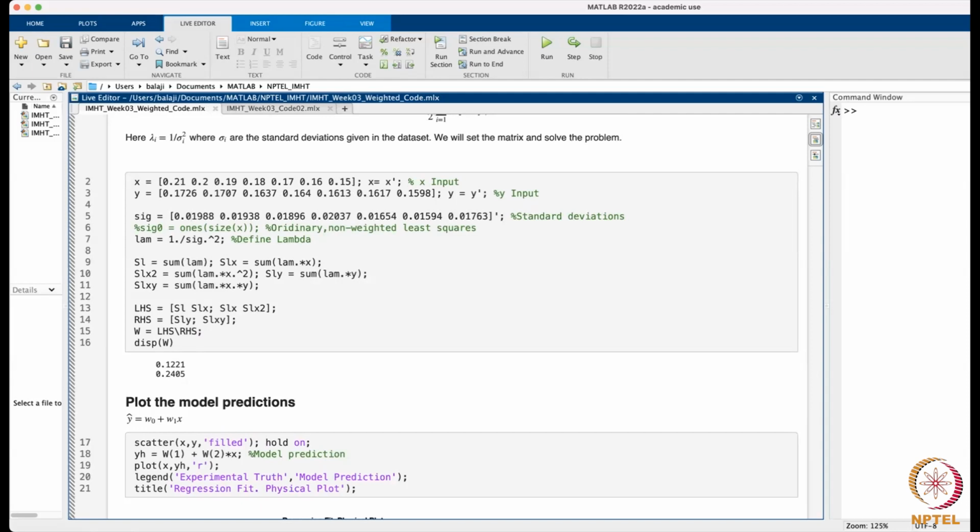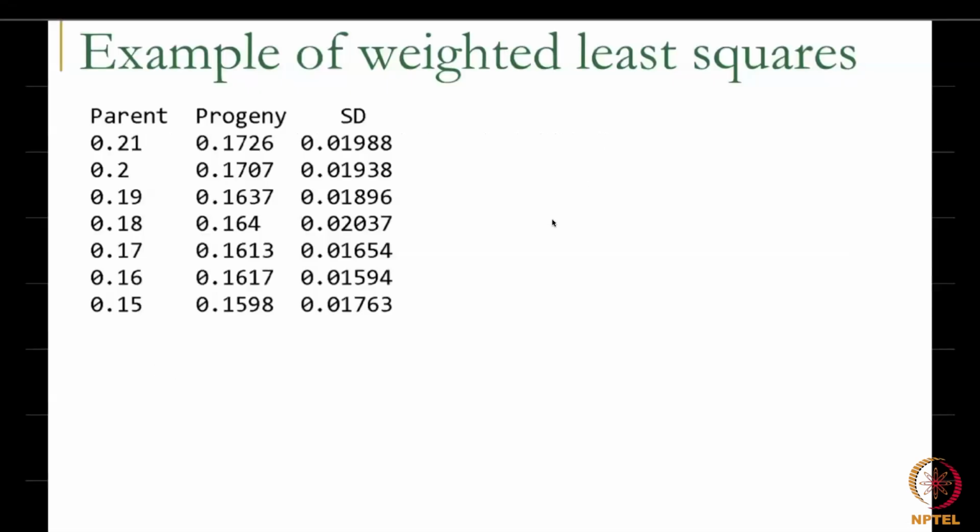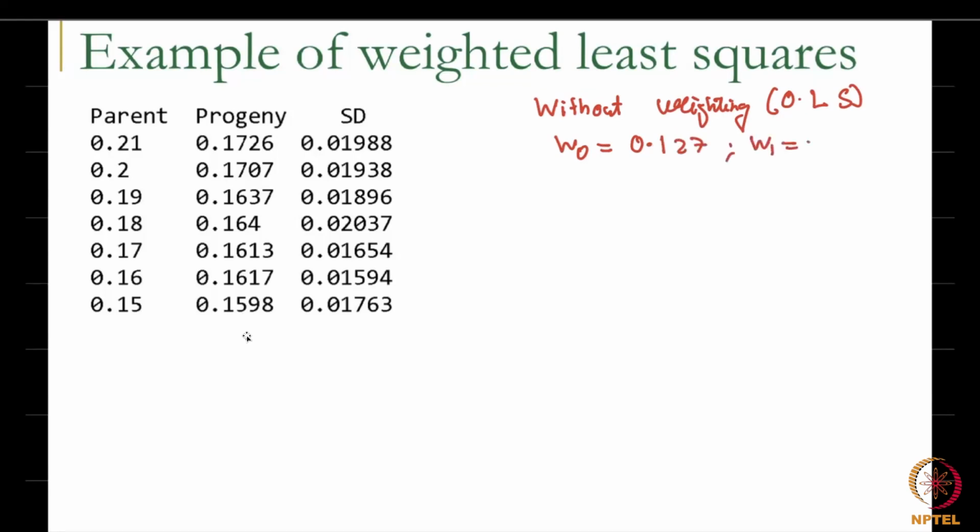This is, of course, explicitly programmed. I'll encourage you to program this in the normal equations approach also. I'll quickly write down the expression for the normal weighted least squares approach shortly. So just to summarize, what we saw was that without weighting, okay, so that is what is known as the ordinary least squares, we saw that the numbers were something like W naught equal to 0.127 and W1 was something like 0.21.